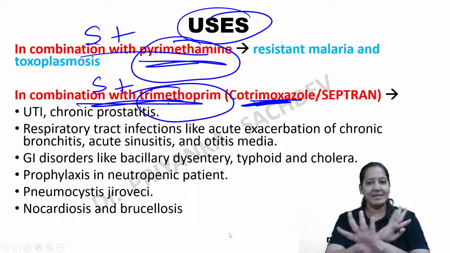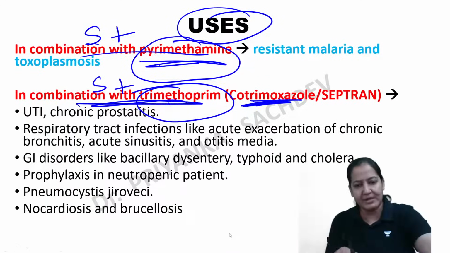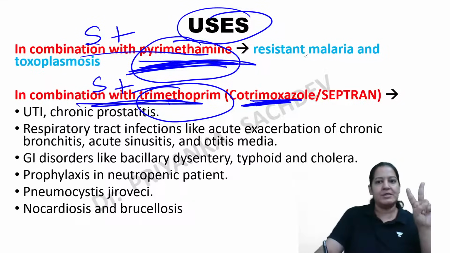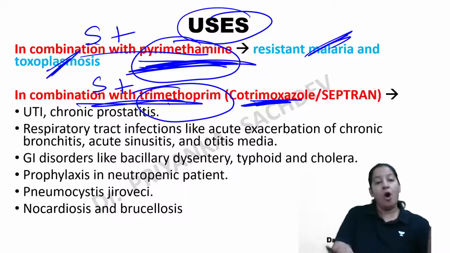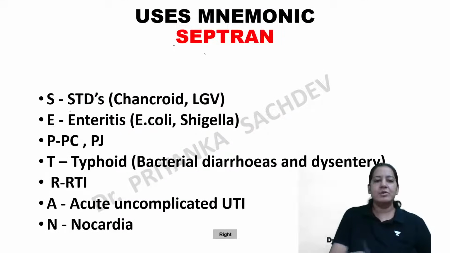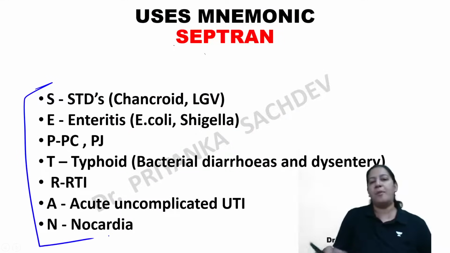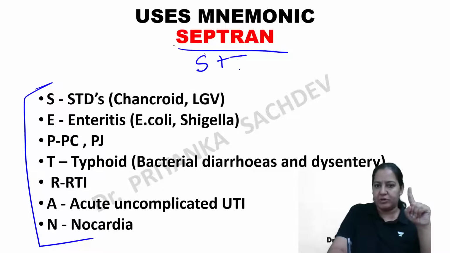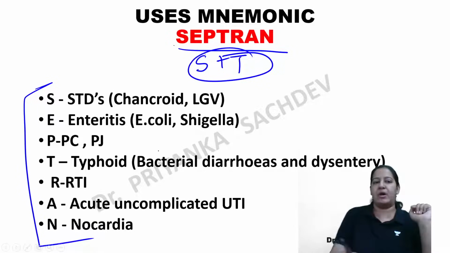Sulfonamide is never used alone. It is used either in combination with pyrimethamine, for two uses, resistant malaria and toxoplasma, or in combination with trimethoprim. That combination is known as cotrimoxazole or Septran. The mnemonic is Septran. I'm telling you the uses of sulfonamide plus trimethoprim.